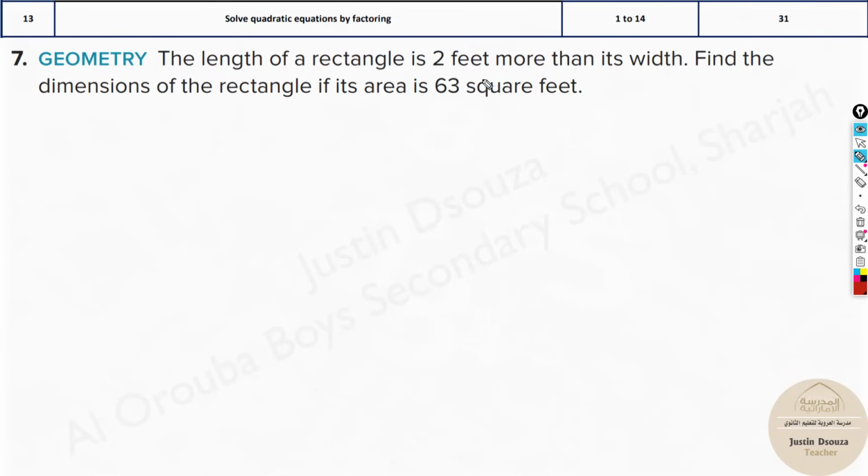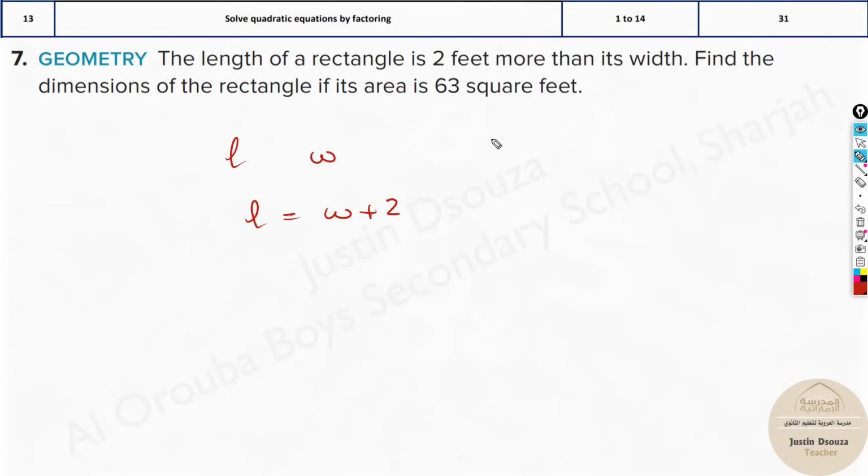The length of a rectangle is 2 feet more than its width. Find the dimensions of the rectangle if the area is 63 square feet. So now, length and width. But we know there's a relationship between them. Length is 2 more than width. So width plus 2, or 2 plus width.